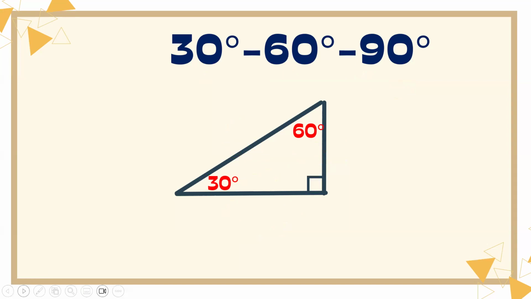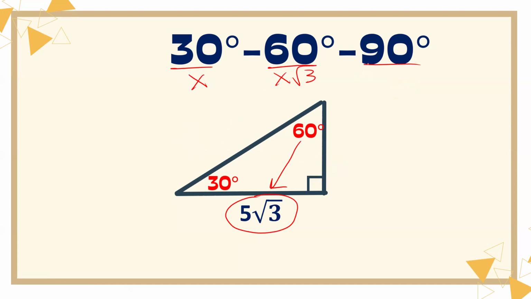And now let's solve more problems. Okay? What if the length of the side opposite the 60-degree angle is 5 square root of 3? Remember, for a 30-degree angle, the length of the opposite side is x. 60-degree angle is x square root of 3. And for the 90-degree angle, that's 2x. Okay? So, because the length of the side opposite the 60-degree angle is written as x square root of 3, therefore, we can say that the value of x would be 5. Okay?